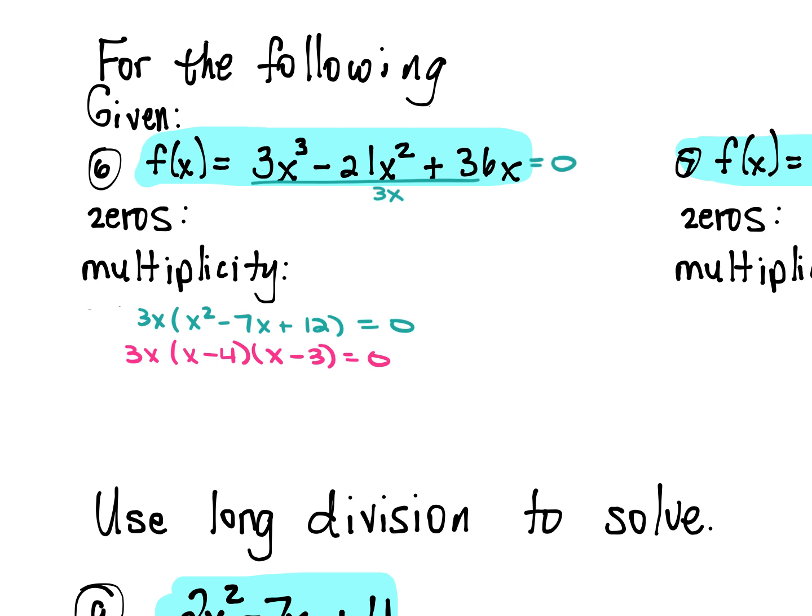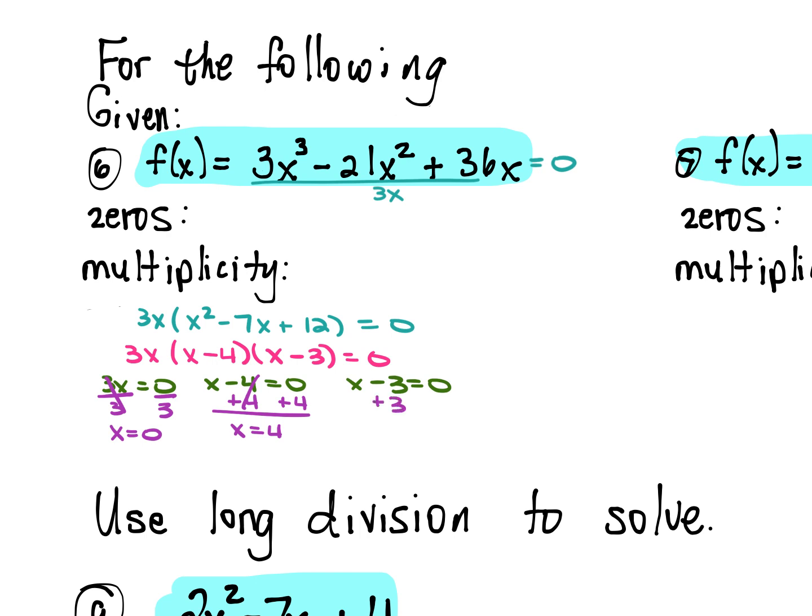Now that you're completely factored, set each part equal to 0 and solve. So you're going to have 3x is equal to 0, x minus 4 is equal to 0, and x minus 3 is equal to 0. Solve each of these for x. Divide each side by the 3, and the 3x is equal to 0, you get that x is 0. Add your 4 to both sides, and the x minus 4 is equal to 0, you get that x is 4.